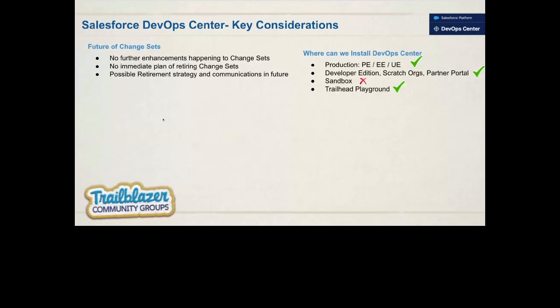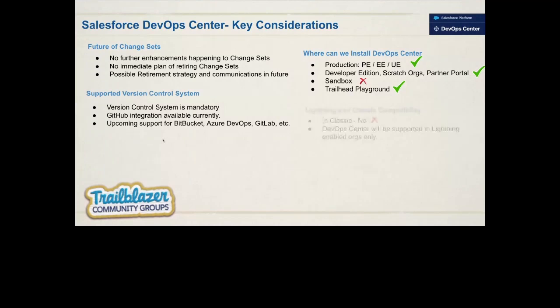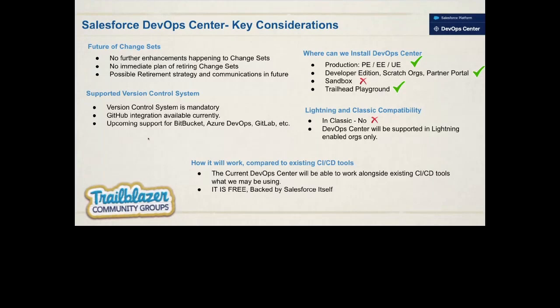As for supported version control systems, to implement DevOps the version control system is mandatory. Currently, Salesforce is using GitHub, but it will have options to integrate with Bitbucket, Azure DevOps, or GitLab. Regarding compatibility, DevOps Center will not be visible in Classic, but you can see it in our Lightning environment. So how will it work compared to other existing CI/CD tools? Currently, DevOps Center will work alongside the other existing CI/CD tools that we are using. And the most important thing is that it is free and backed by Salesforce.